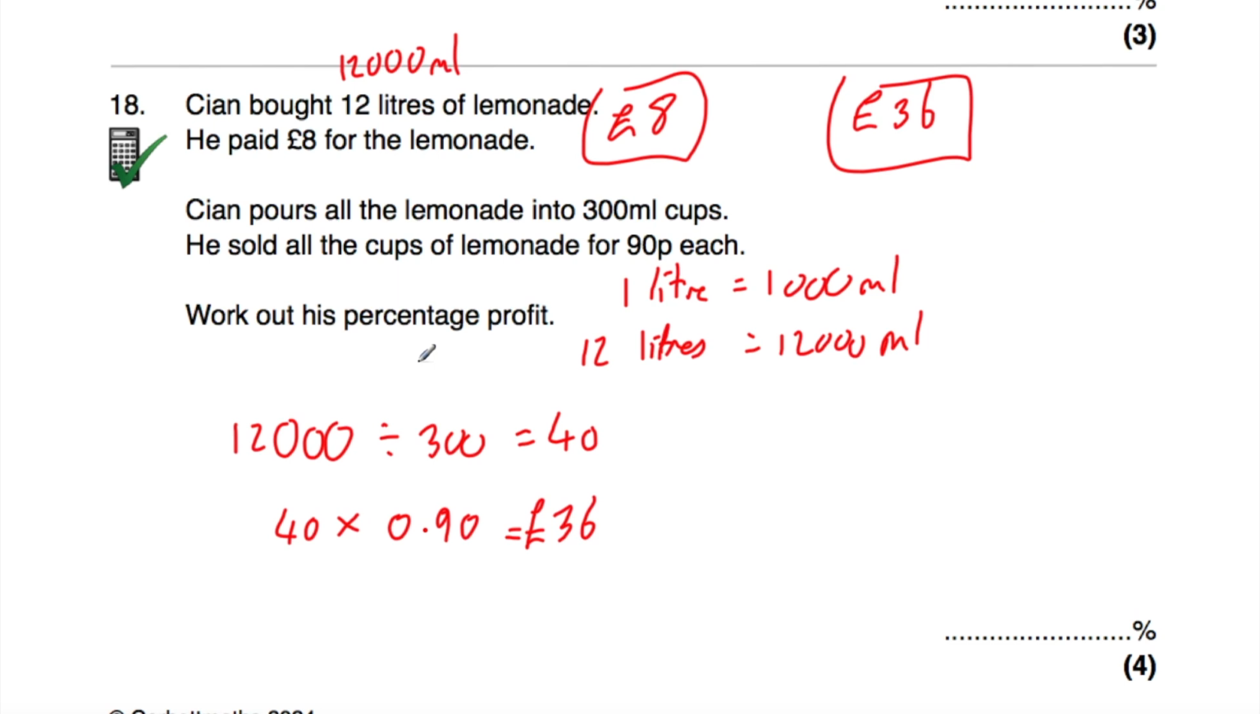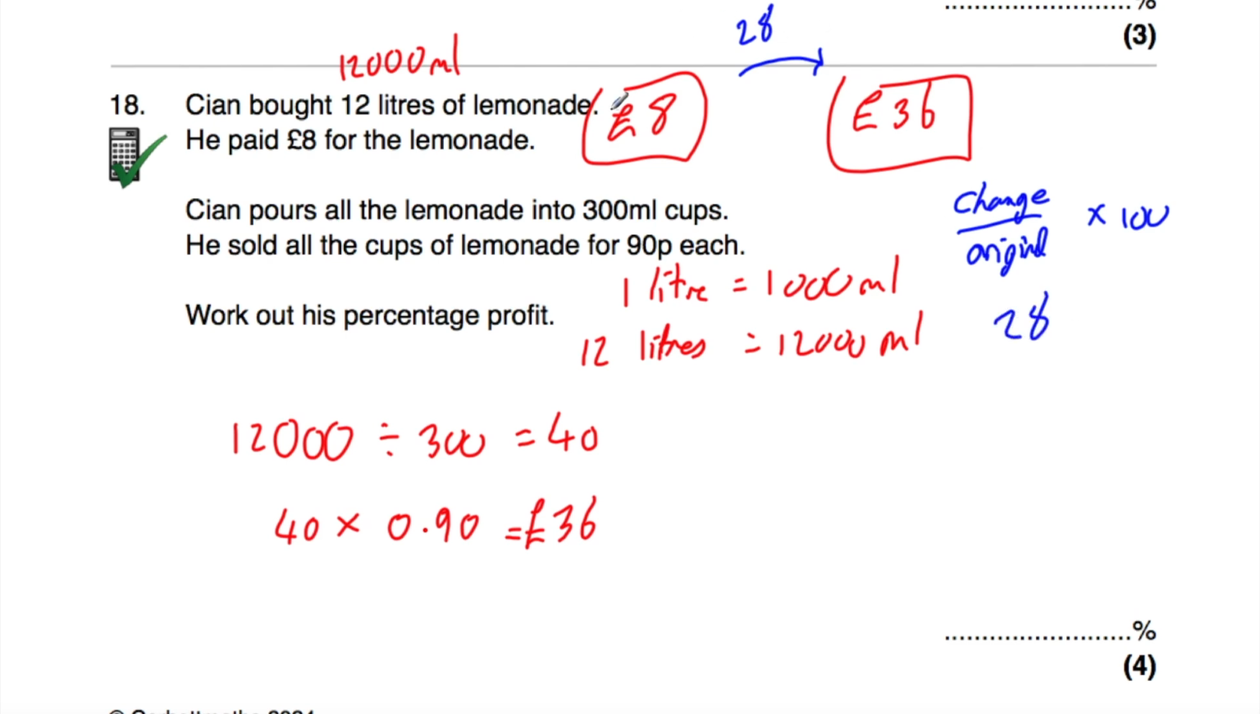Now we want to find the percentage profit. I'm just going to change the colour of ink here to blue just to help us see what we're doing. To work out percentage profit, we're going to do the change divided by the original times 100. So the change, what does it go up by? To get from £8 to £36, we would add £28. Or if you do 36 take away 8, that's equal to 28. So the change is £28.